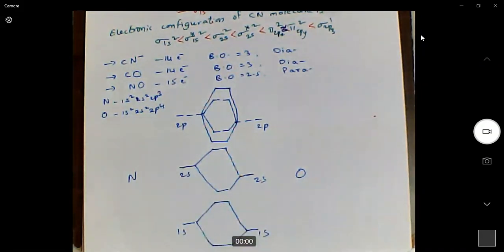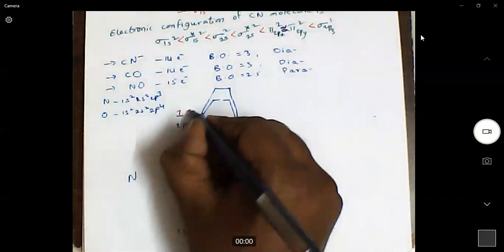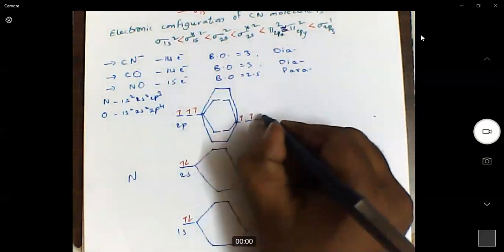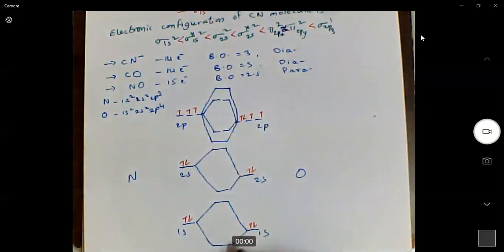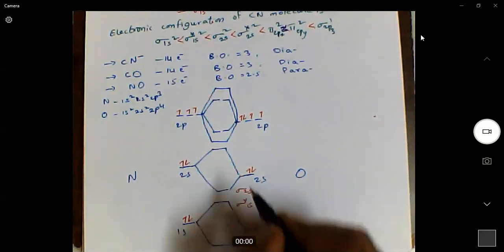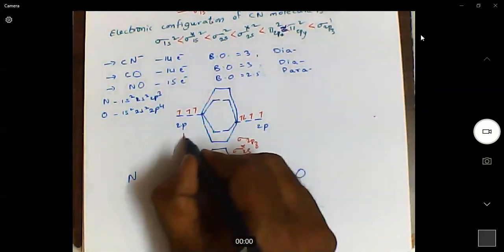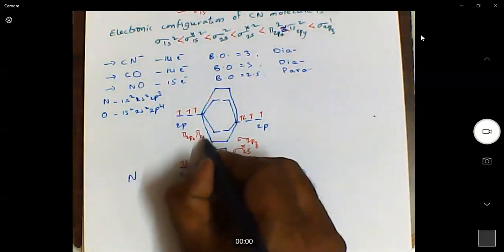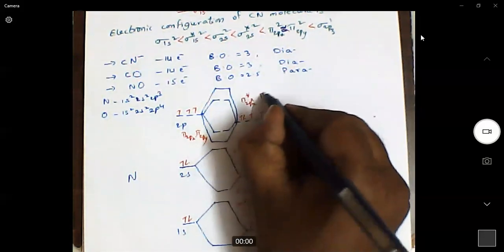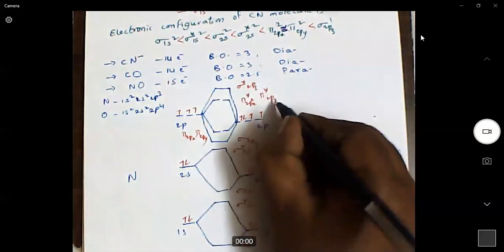Now we have 7 electrons in nitrogen and 8 electrons in oxygen. This is sigma 1s, this is sigma star 1s, this is sigma 2s, this is sigma star 2s, this is sigma 2pz, and this is pi 2px, pi 2py, this is pi star 2px, pi star 2py, finally sigma star 2pz. Sorry, this is y.